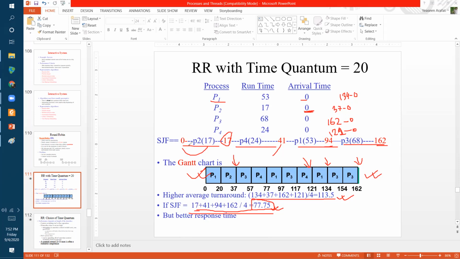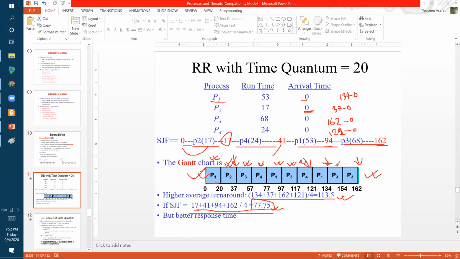That is good, but when the question arises about the response from the server, which one will be great? Of course, round robin. Why? Because after 20 seconds, the server or scheduler gives a response to P2, after some time P3, after some time P4, again P1, again P3, again P4, again P1, P3, P4.